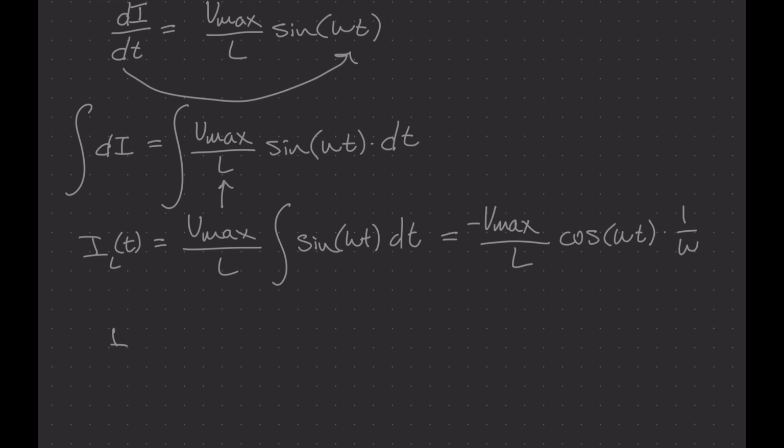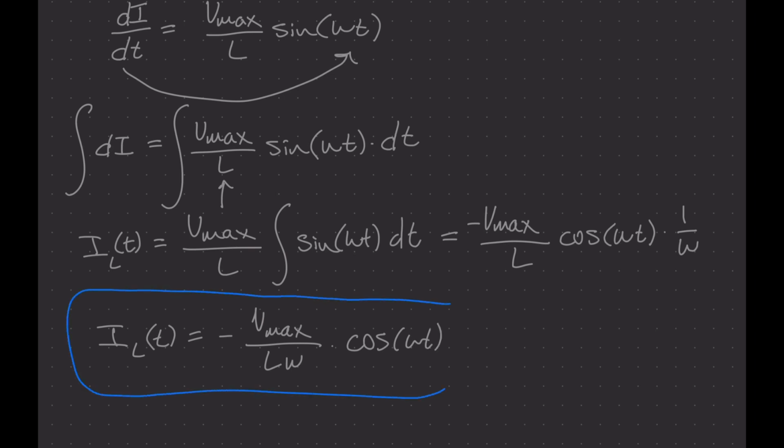So now I'm going to clean up this equation. I have IL as a function of time. I have a minus sign here. I have a V max. Now I have L omega, which also looks very familiar. And I have a cosine omega t. Cool. So keep an eye on this equation here.